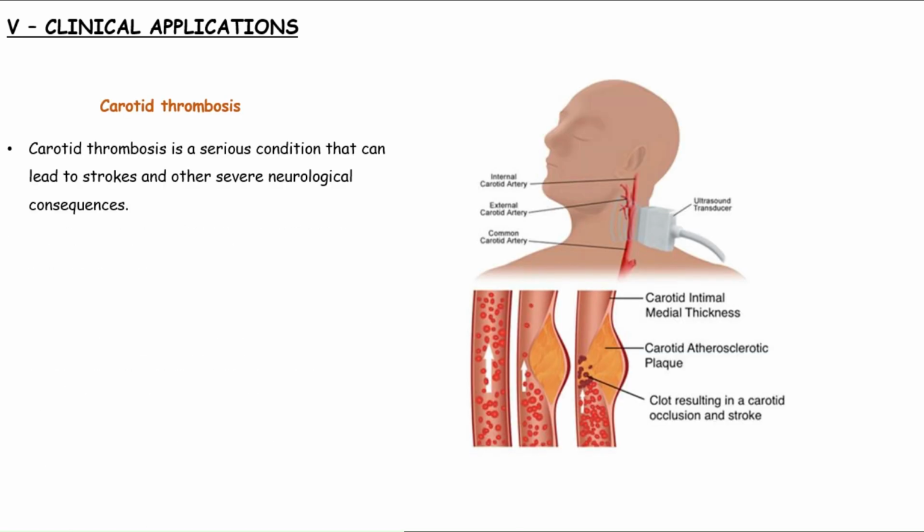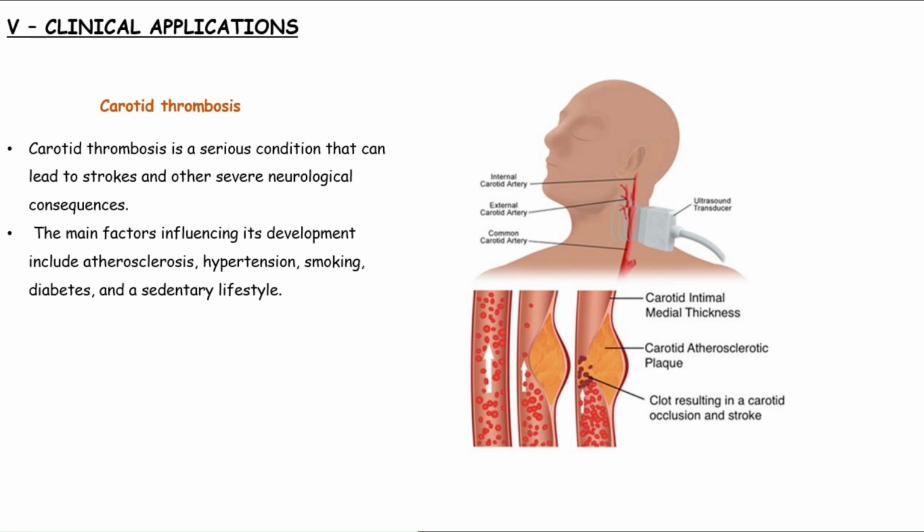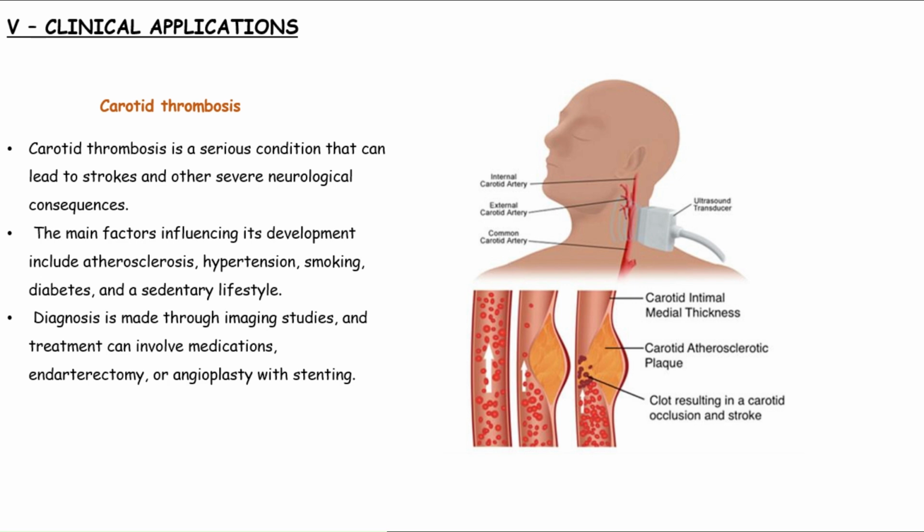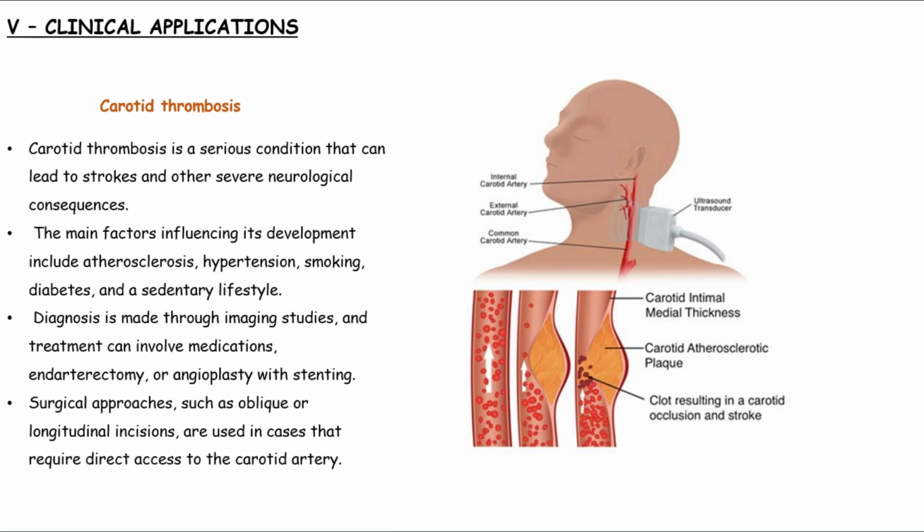Carotid thrombosis is a serious condition that can lead to strokes and other severe neurological consequences. The main factors influencing its development include atherosclerosis, hypertension, smoking, diabetes, and a sedentary lifestyle. Diagnosis is made through imaging studies, and treatment can involve medications, endarterectomy, or angioplasty with stenting. Surgical approaches, such as oblique or longitudinal incisions, are used in cases that require direct access to the carotid artery.